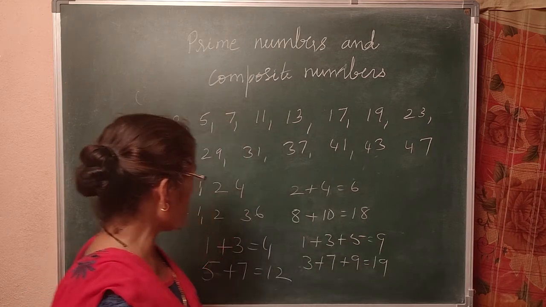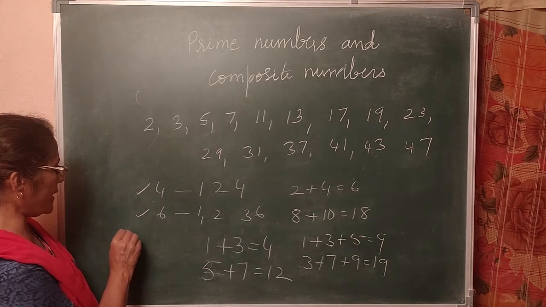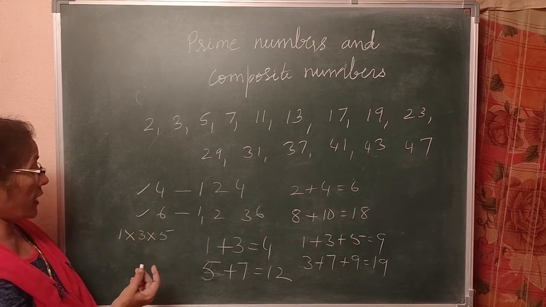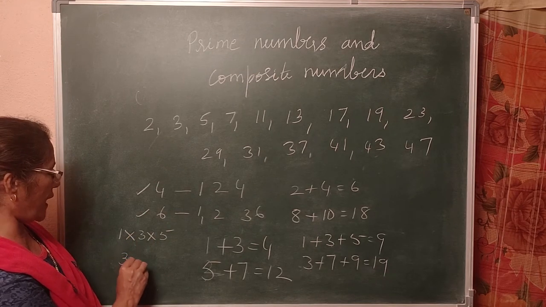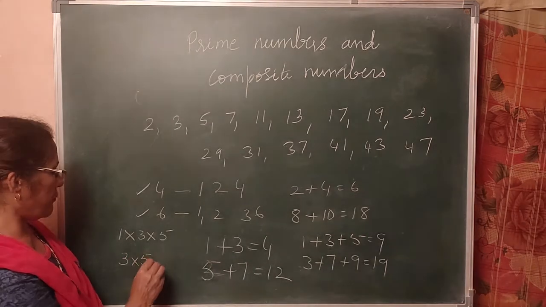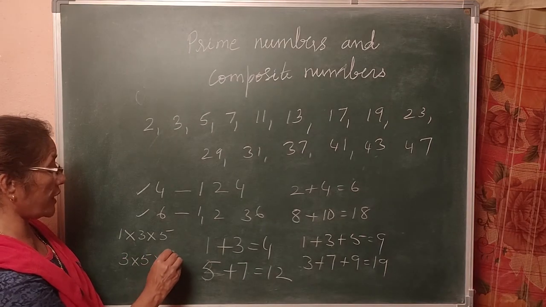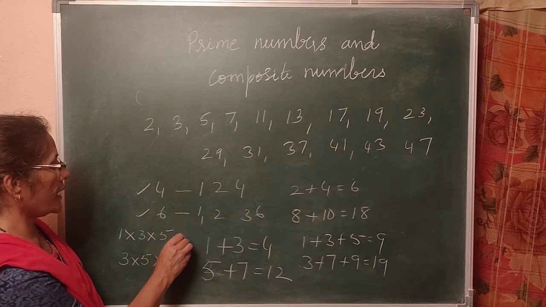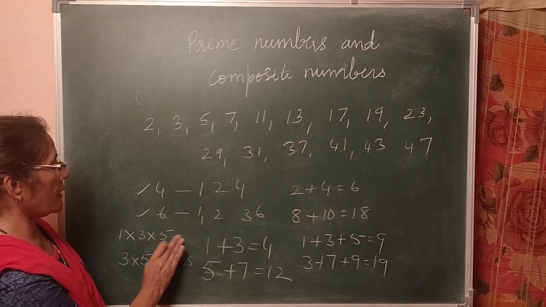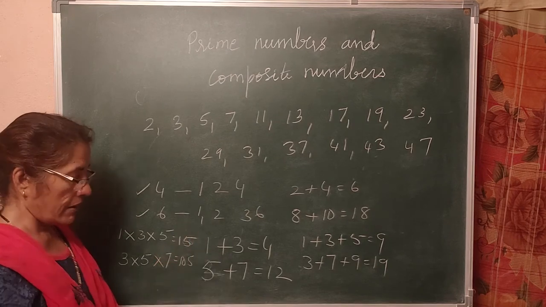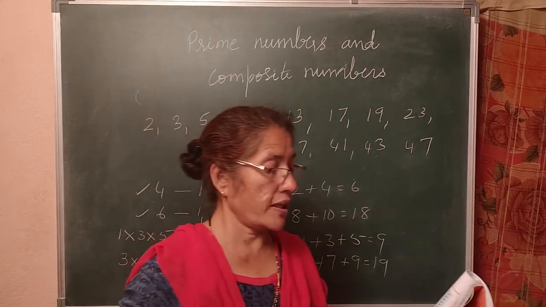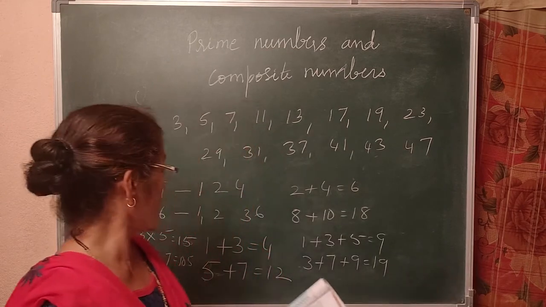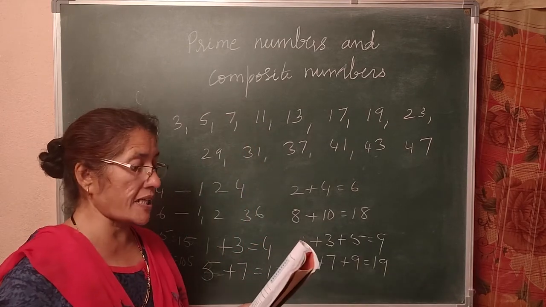Third one, the product of three odd numbers is odd. Is it correct? Product means 1 3s are 3, 3 5s are 15. We got an odd number. 15 7s are 105. Again odd. But what is the question they have asked? The product of three odd numbers is odd. Yes, the product of three odd numbers is odd.